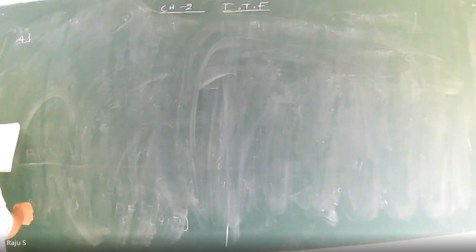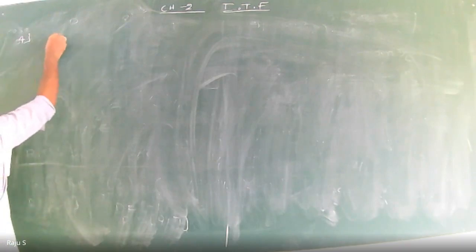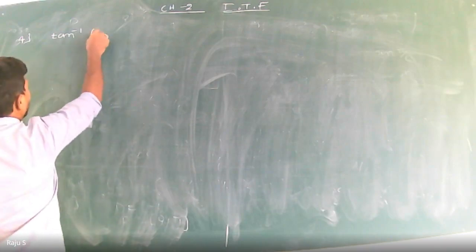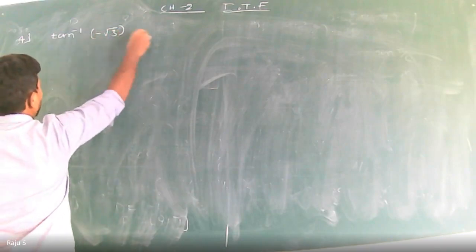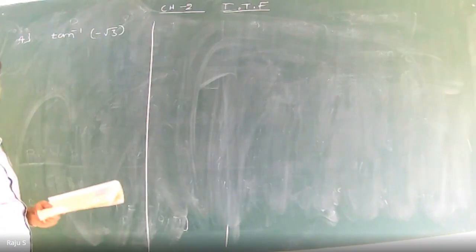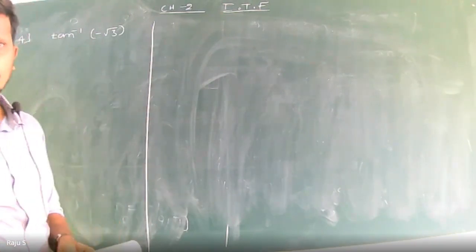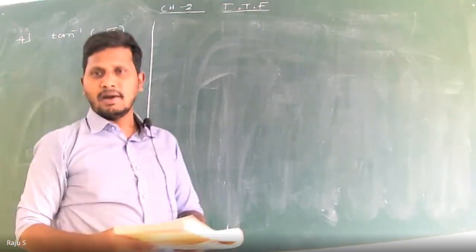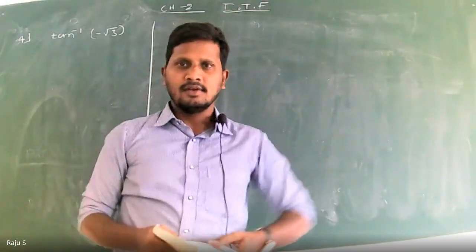Find the principal value of the question: tan inverse of minus root 3. Tan inverse of minus root 3.